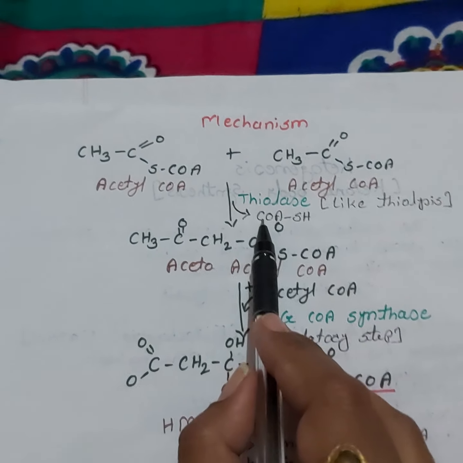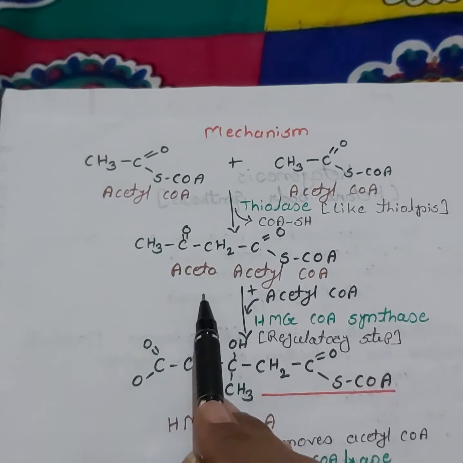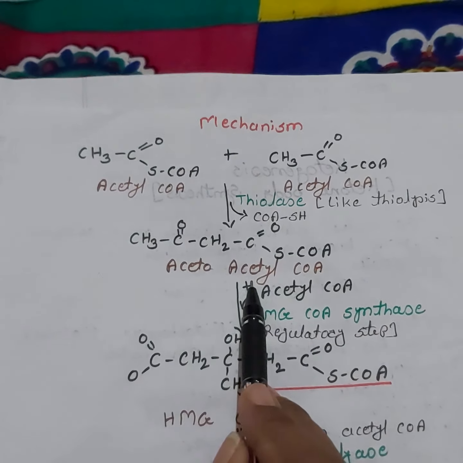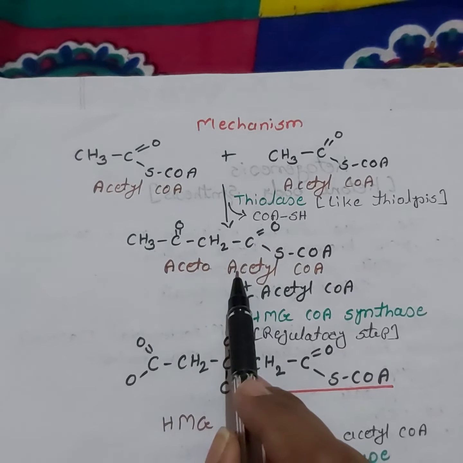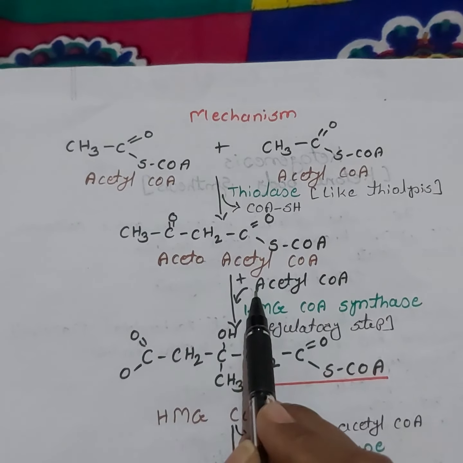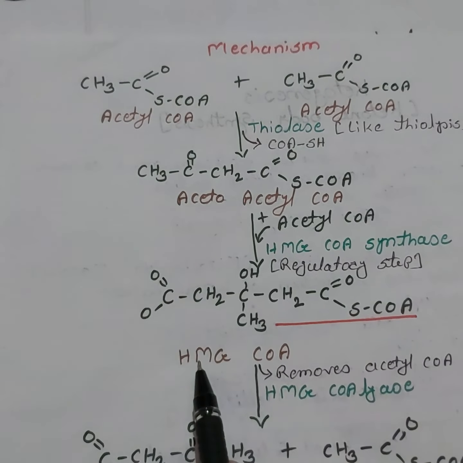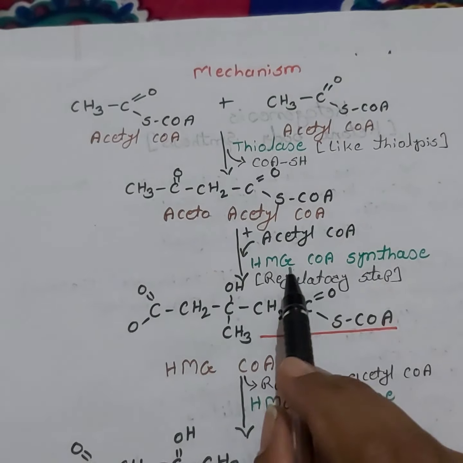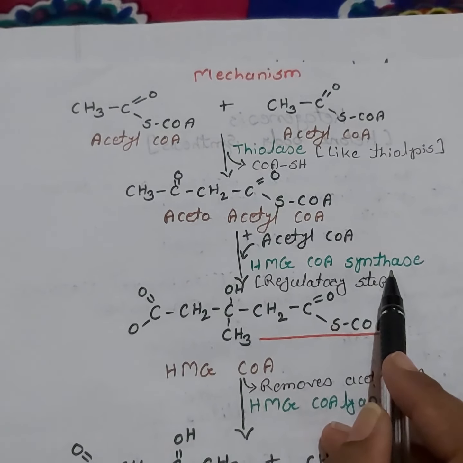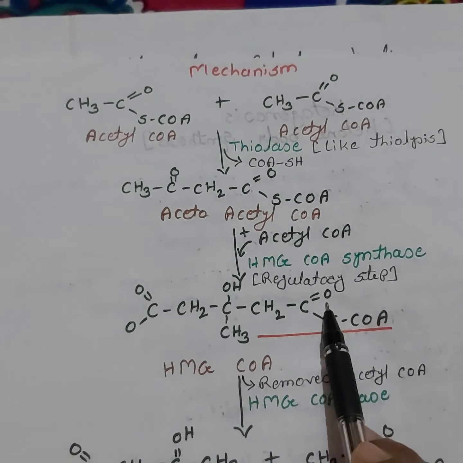In this reaction, one molecule of coenzyme A is released and a molecule of acetoacetyl CoA is produced. In the next step, acetoacetyl CoA will again combine with acetyl CoA and produce a molecule of HMG CoA. This reaction is catalyzed by HMG CoA synthase. This is the regulatory step because it requires more time.